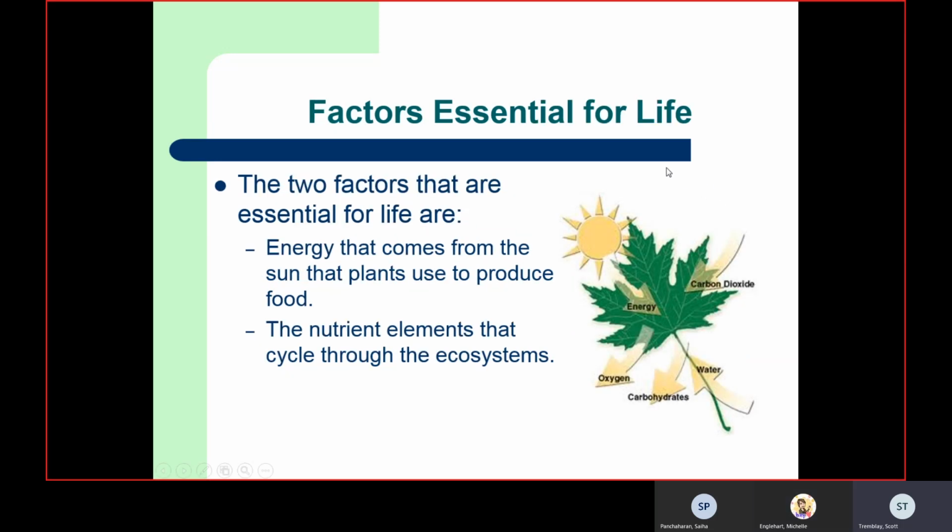Okay, so there are two factors that are essential for life. We need energy, and pretty much all life on Earth gets its energy from the sun. I think we go into that a little bit. So that's the main source. There are a few microbes that live deep in the ocean that use the heat from volcanic vents, chemotrophs, but by and large, it's all from the sun. And then nutrients. So you need energy and you need nutrients.